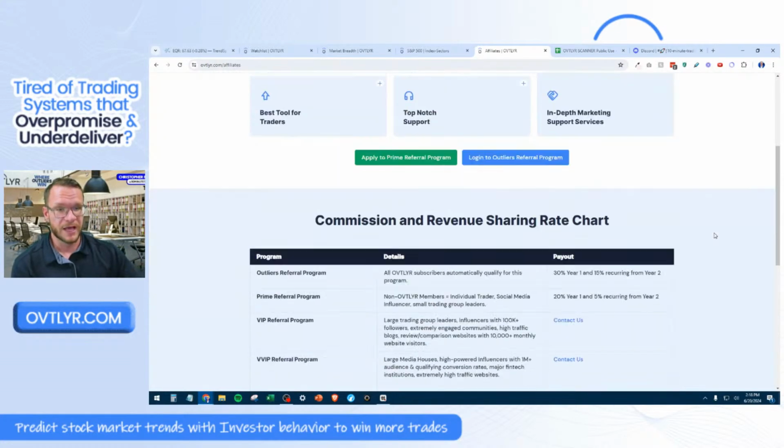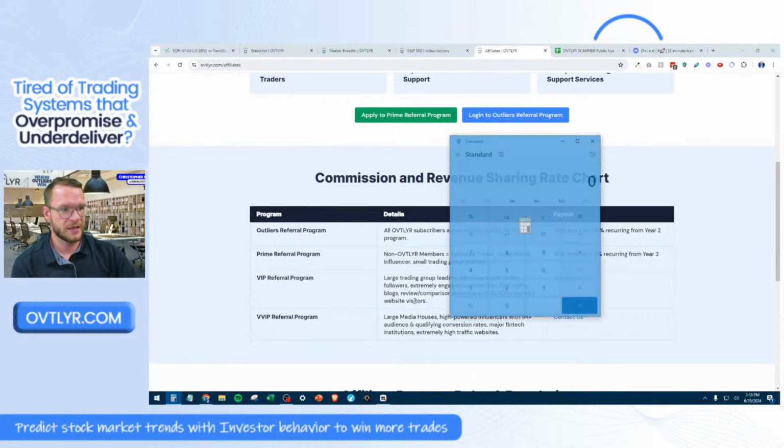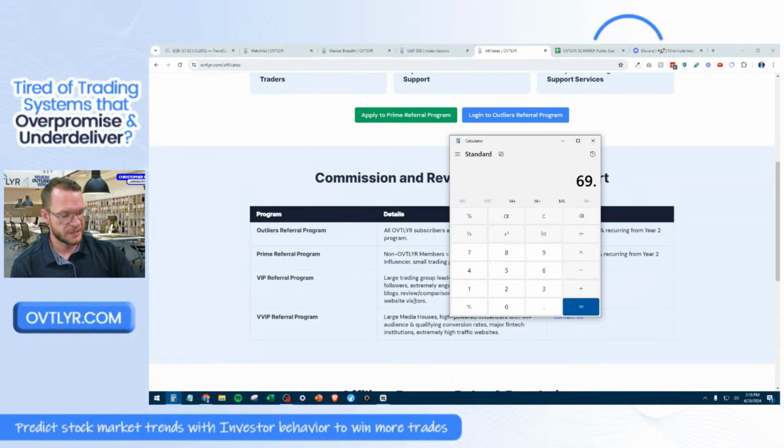And as an OVTLYR customer, all OVTLYR customers are automatically subscribed and qualify for this level: 30% for the first year and 15% recurring for the second year. So that means every single month, if I'm paying $69 a month, we'll send you 30% of that for every person you sign up. So what is that? Let's say 69 times 0.3. There you go, $20 a month for each customer you send over.